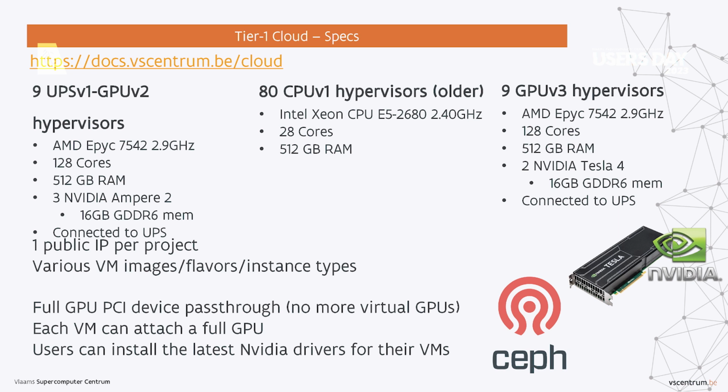One very expensive resource is IP addresses. We only grant one public IP address per project because we quickly would run out otherwise. There are numerous VM images, flavors, and instance types available.